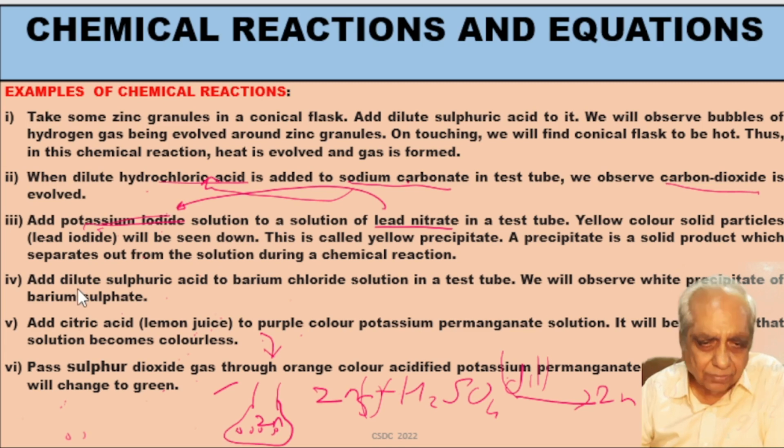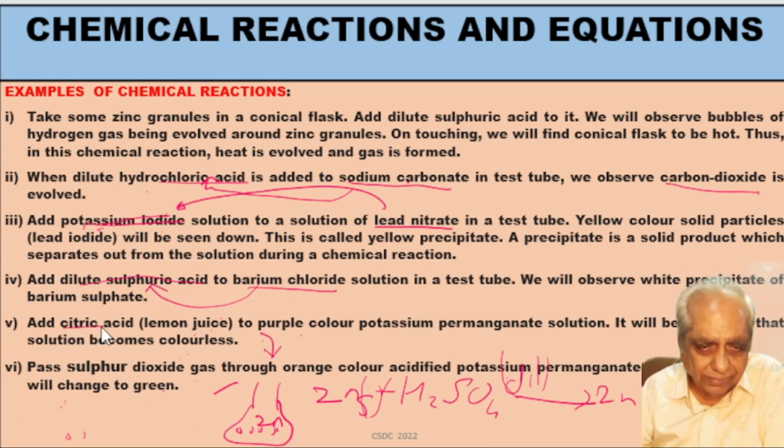Next, if I add dilute sulfuric acid to barium chloride, a similar thing will take place. Barium sulfate will get formed in the form of a precipitate. Barium sulfate is a white precipitate. So I will get barium sulfate, and hydrogen and chlorine will form HCl. Important is that barium sulfate gets formed as a white precipitate.